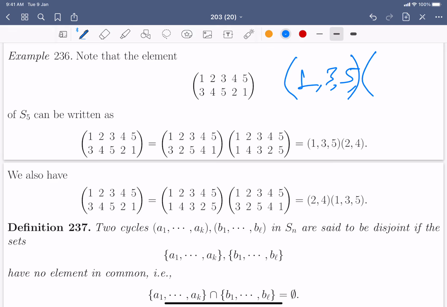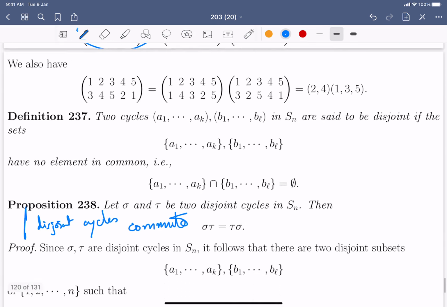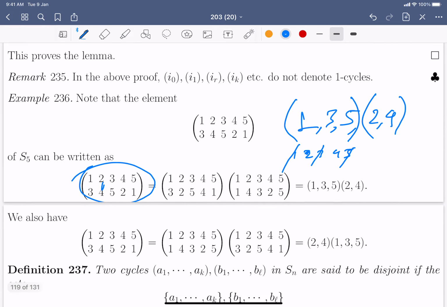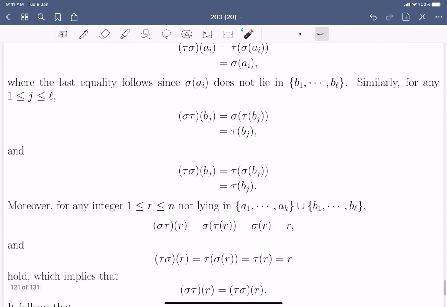Maybe 2 is left, right? We are within S5, so we are considering permutations of the set 1 up to 5. We have already considered 1, 3 and 5, so 2 and 4 are left. Let's see where 2 goes under this permutation. 2 goes to 4, so it will be (2 4), and then where does 4 go? 4 goes to 2, so this has to be closed. So essentially this is the argument. But we need to be more precise. We are not working in S5; we are working in greater generality.